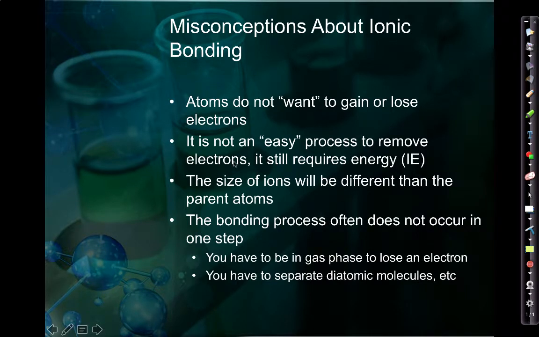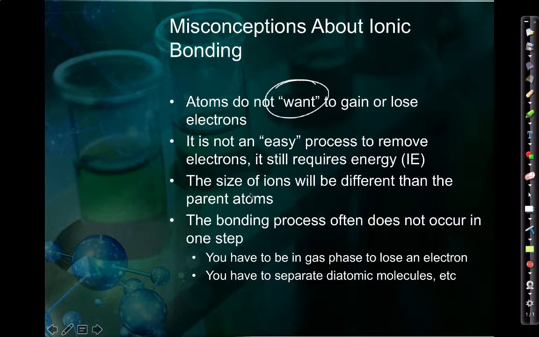All right, so just to clear things up, atoms do not want electrons. They do not want to gain, they do not want to lose. There is no such thing as them wanting anything because they don't have emotions. Even though metals typically will lose electrons, you still have to put energy into this process. It doesn't happen naturally. It doesn't happen without that input of energy.